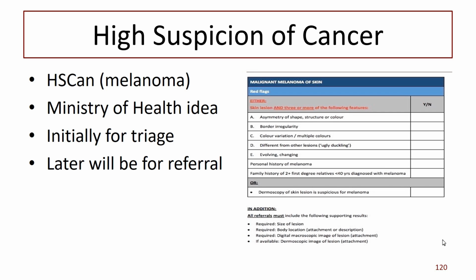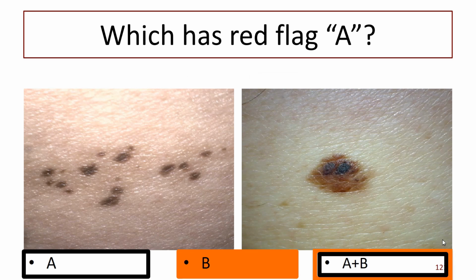So let's go through each of those in turn. Red flag A stands for asymmetry of colour and structure. Which of these two? You're only allowed 1, by the way, for this exercise. Okay, do we have anyone left on the list? Which did you choose? On the right? Yes?